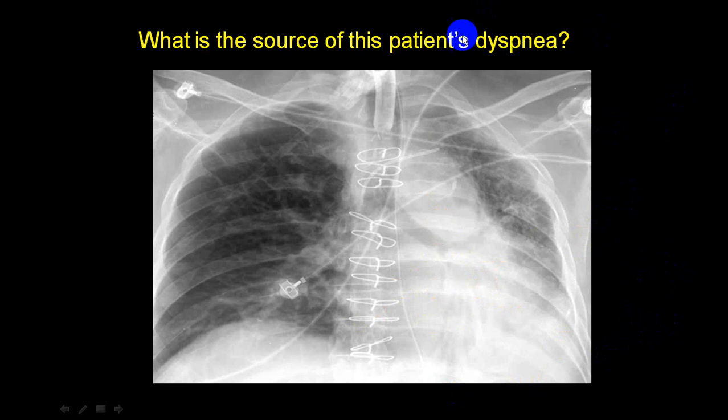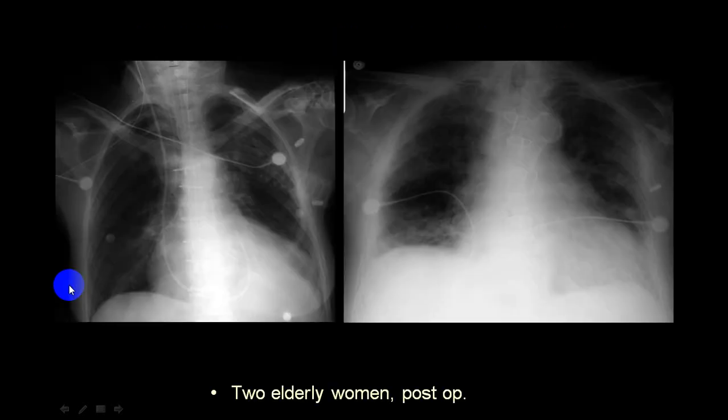So, what is the source of dyspnea? The person has some pathophysiology on this side, which is pushing the mediastinum to the opposite side. Is that clear? Very frequently it will be a pneumothorax.